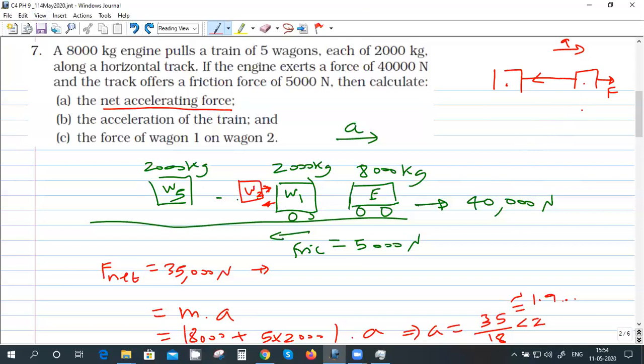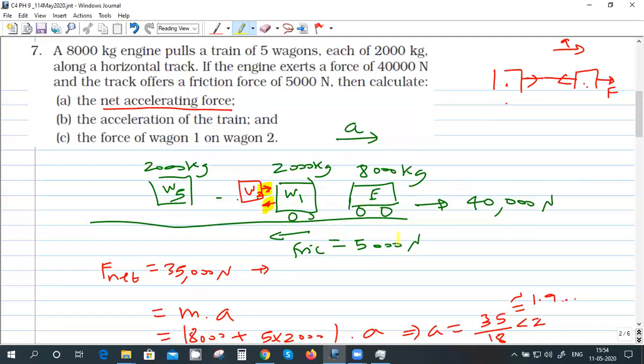If you consider this thing is getting pulled by this one, and this thing is getting pulled by that one, both are pulling each other. So this force is the same as this force. That's what I want to say. The force with which this is getting pulled is the same as the force with which that is getting pulled. So if you can find this force, that is the same as that force.